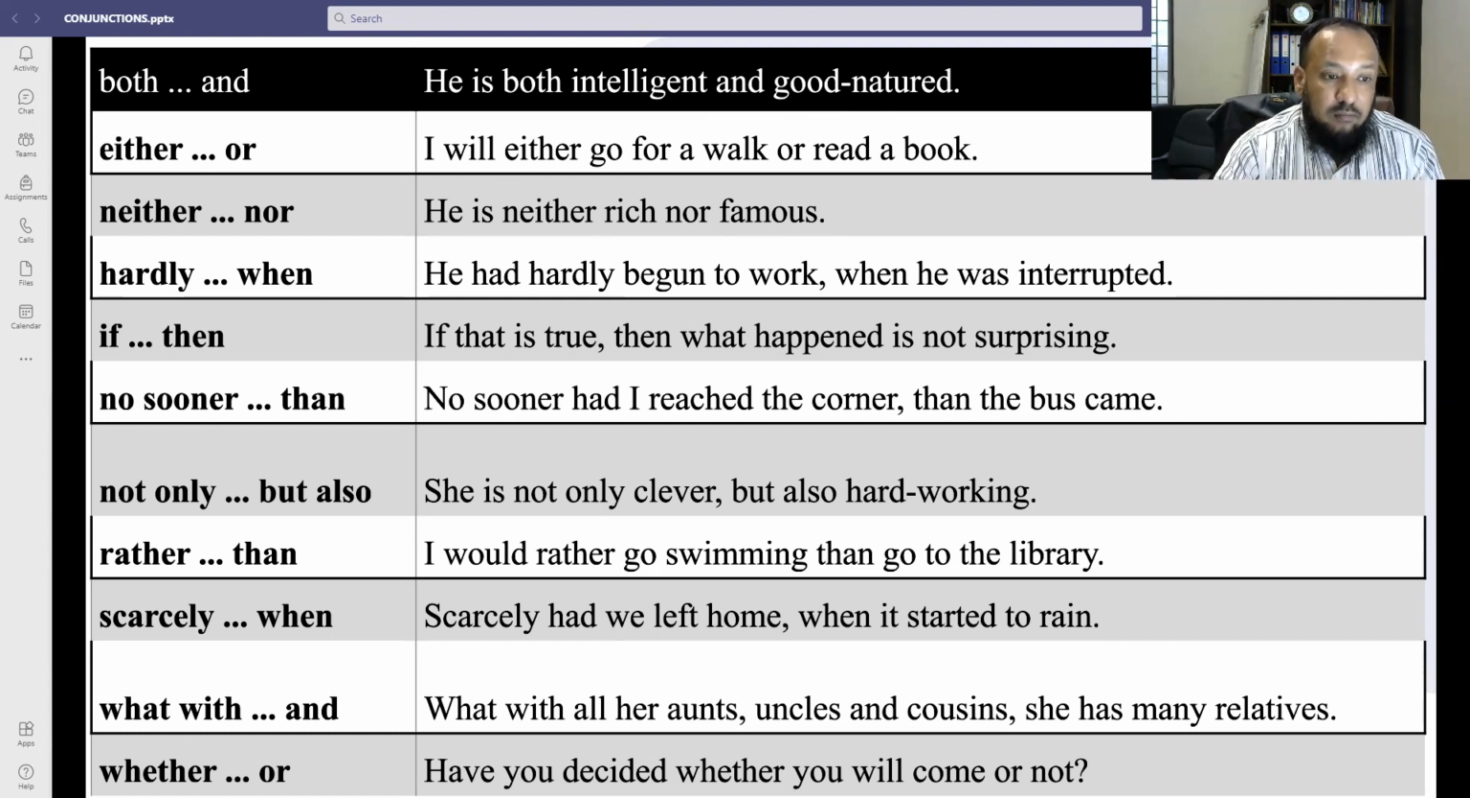No sooner had I reached the corner than the bus came. मैं वहां पर जैसे ही पहुंचा तो बस भी आ गई. Not only but also, पहले डिफाइन कर चुके हैं हम उस वर्ड को. Rather than, I would rather go swimming than go to the library. मैं लाइब्रेरी जाने के बजाय स्विमिंग करने को तरजीह दूंगा, ठीक है ना. Scarcely when, scarcely had we left home when it started to rain. हम जैसे ही घर जाने के लिए रवाना हुए तो बरसात हुई.